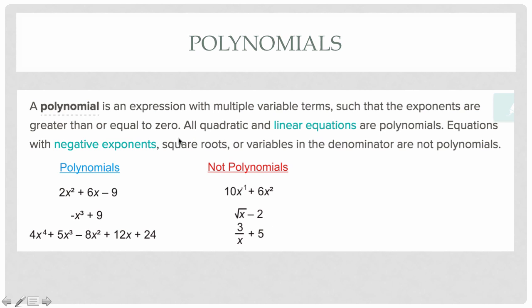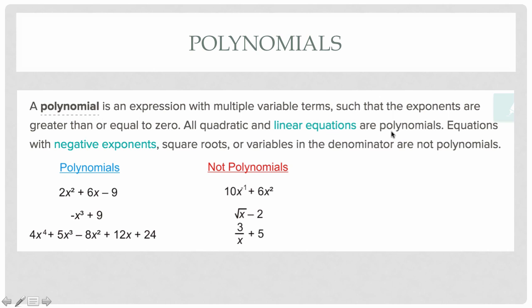A polynomial is straight from your CK12 textbook. A polynomial is an expression with multiple variable terms such that the exponents are greater than or equal to 0. In fact, I would also caveat that the exponents have to be whole numbers. You can't have fractions or decimal exponents. All quadratic and all linear equations, the ones we've been working with, are polynomials.